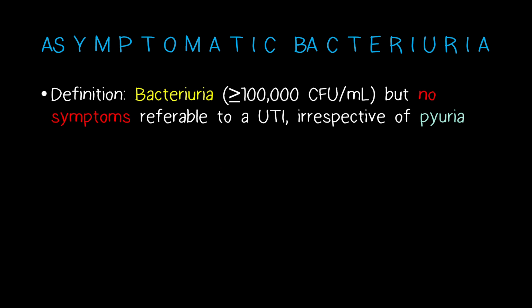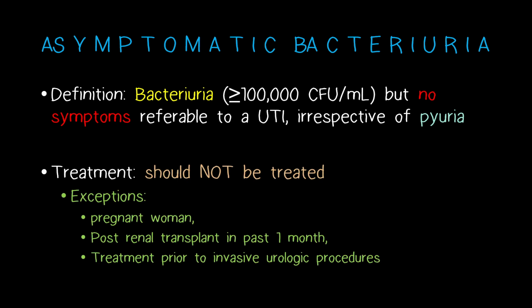Asymptomatic bacteriuria is defined by bacteriuria, which is bacteria in the urine, at 100,000 colony forming units per ml, but no symptoms referable to urinary tract infection, irrespective of pyuria. Treatment: it shouldn't be treated with antibiotics, but there are exceptions. These are pregnant women, post-renal transplantation in the past 1 month, and treatment prior to invasive urologic procedures. These are the three exceptions. Otherwise, you don't treat asymptomatic bacteriuria.